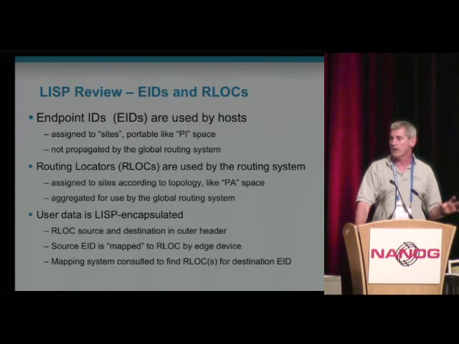User data is all LISP encapsulated because, since EIDs are not propagated through the routing system, you can't get directly to them just using internet routing. So you need some encapsulation mechanism and a translation at the edge between the endpoint ID and the locator.